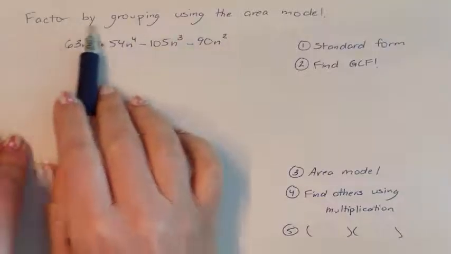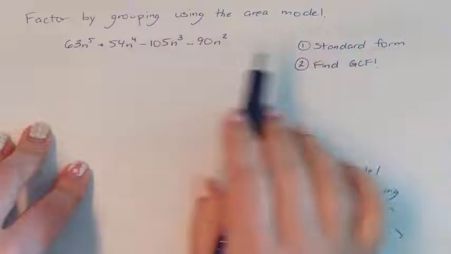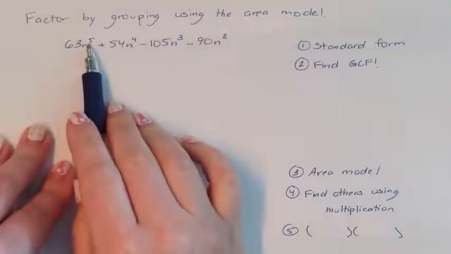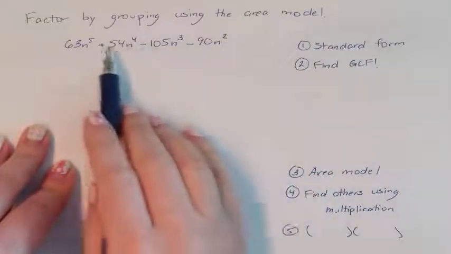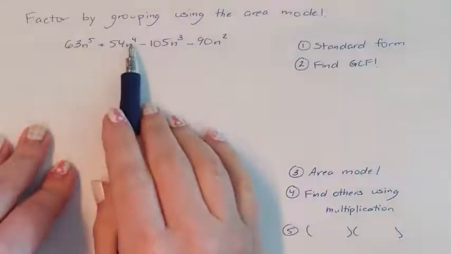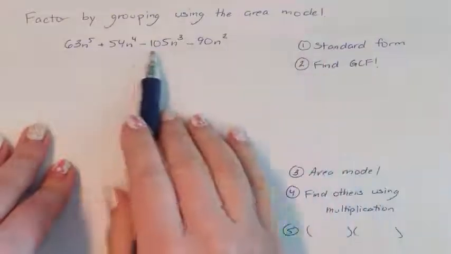So we're being asked to factor by grouping using the area model. The very first thing you need to do is make sure it's in standard form. The highest exponent is supposed to go first. So this says 5, 4, 3, 2. So the highest exponent is first, and they do go in descending order, which tells me that I am in standard form. So step 1 is done.